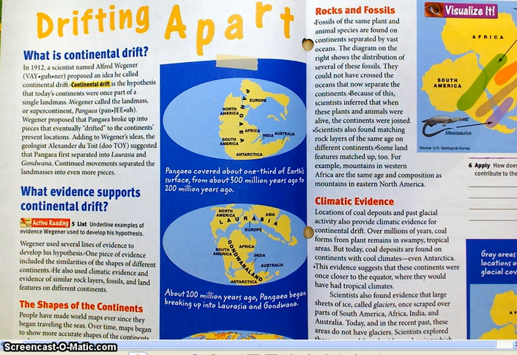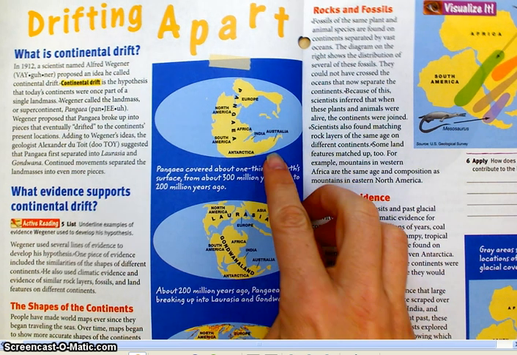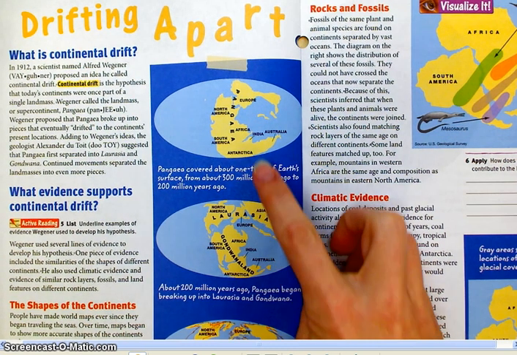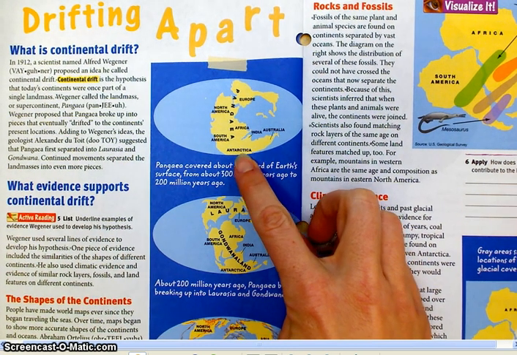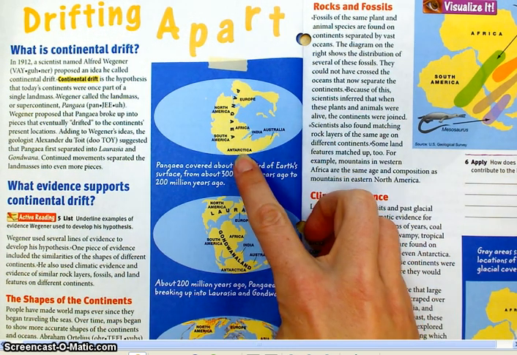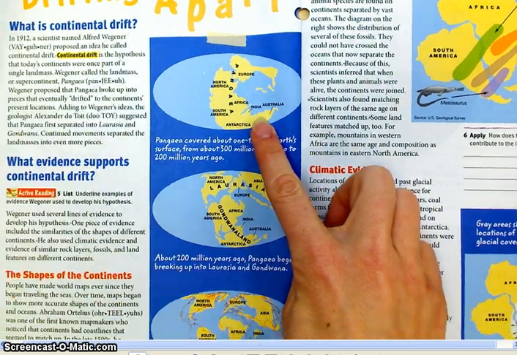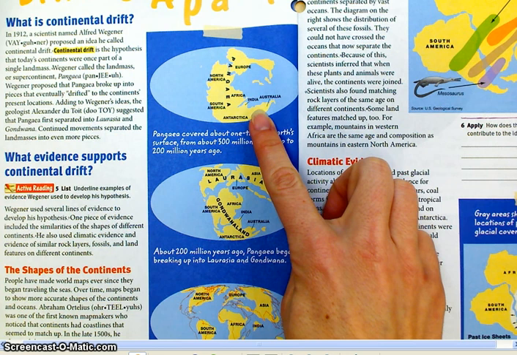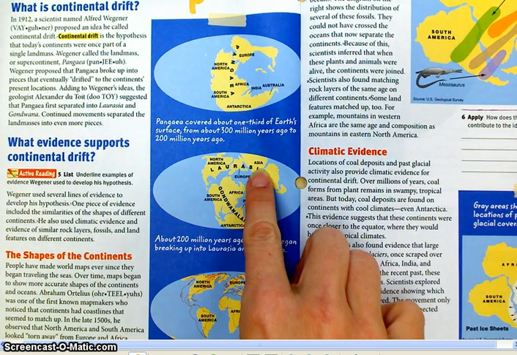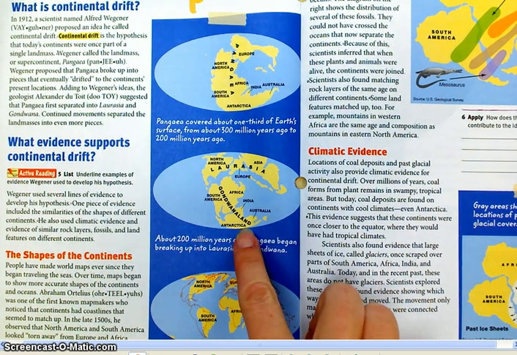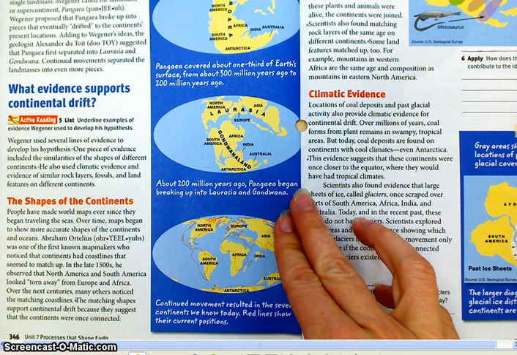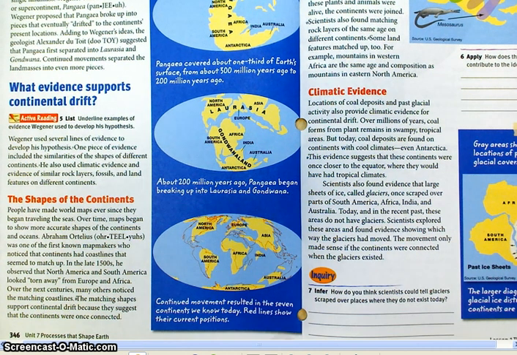Continued movements then separated the landmasses into even more pieces, and that's what's going on in these pictures here. 300 million years ago, it seems to be all connected. About 200 million years ago, we started having the landmass break apart, first into two big landmasses, Laurasia and Gondwanaland. And then the movement continued until the continents got to their present locations.